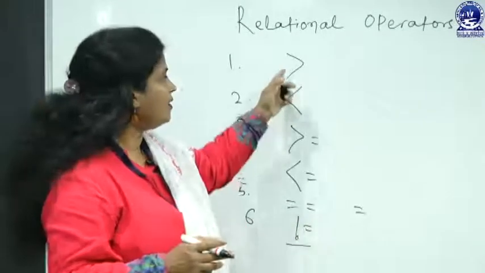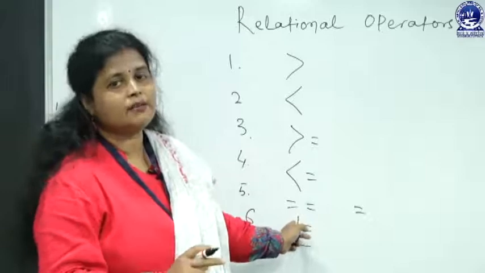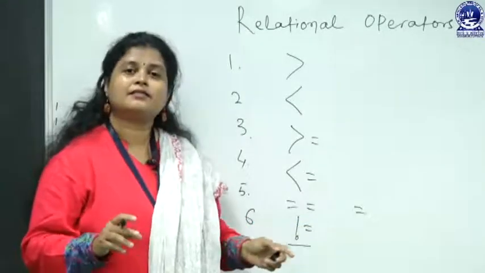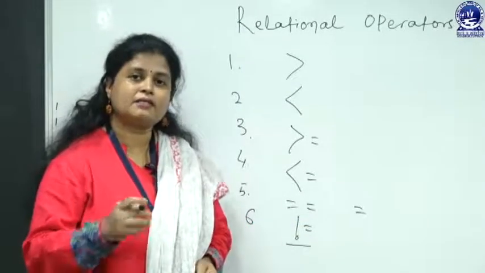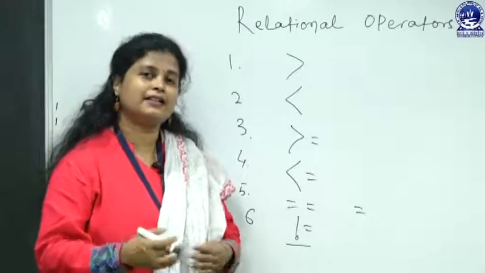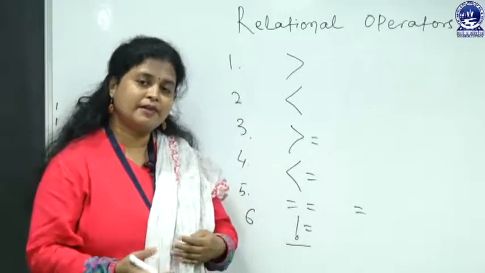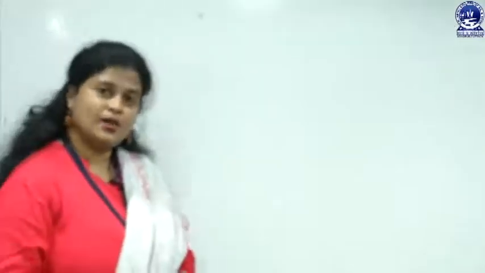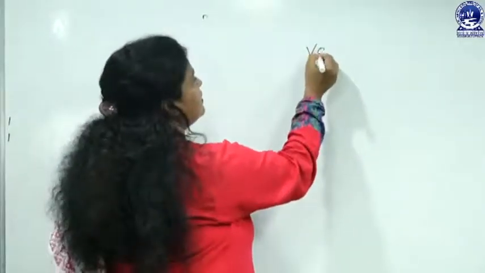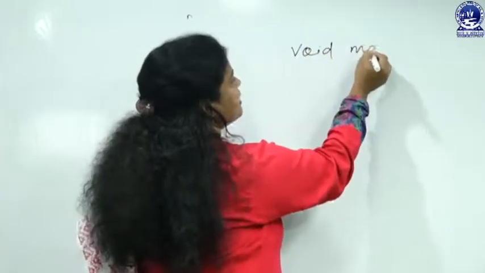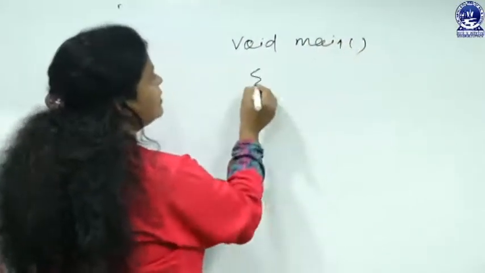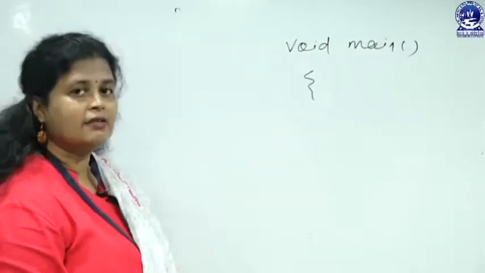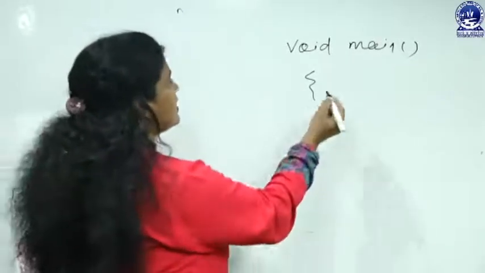In this way, all the relational operators are binary operators, and they check which value is greater or smaller or equal or not equal. Now, I am giving one example so that it will be easy for you to understand. Let the coding be, for example, a very simple program without using a class. Later I will give another example using a class.